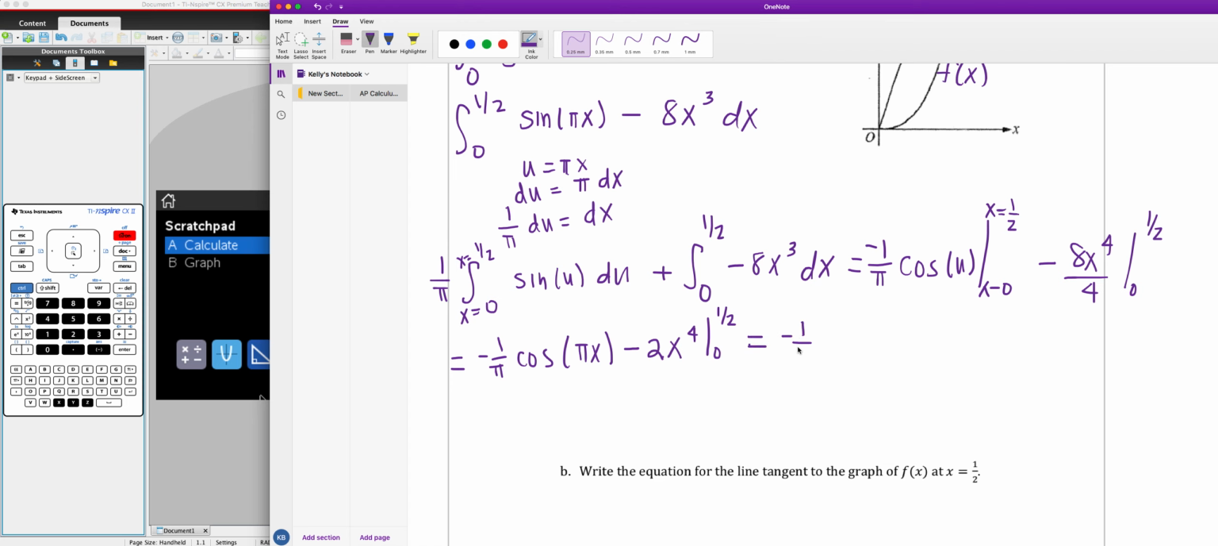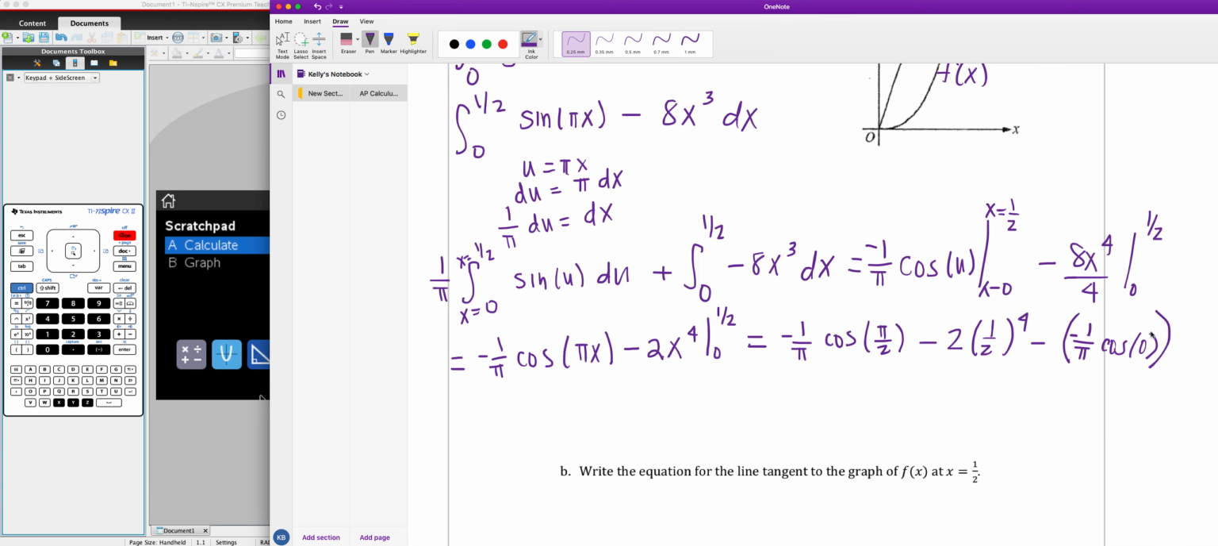So if I sub in the top bound first, I get negative 1 over pi cosine of pi over 2 minus 2 times 1/2 to the 4th, minus, now the entire second piece is going to be in parentheses, so I get negative 1 over pi. Let me just erase the division bar there, that was a little too high. So I get negative 1 over pi cosine of 0 minus 0, since when I sub that second piece in, it's going to all zero out.